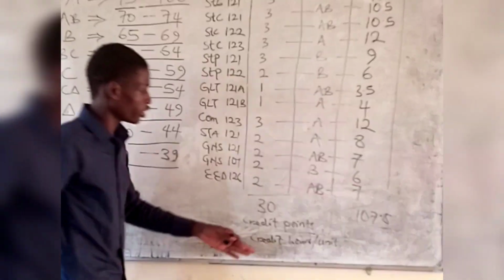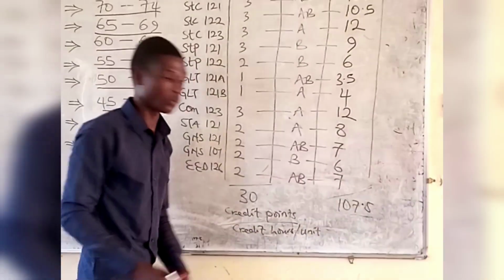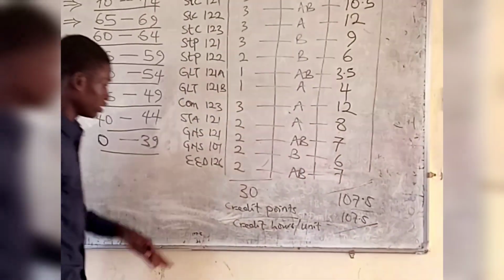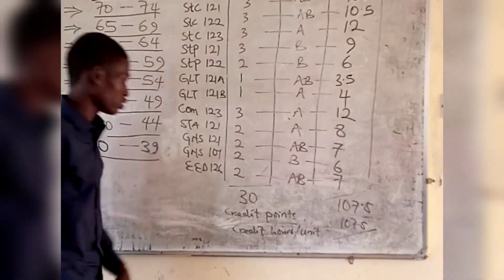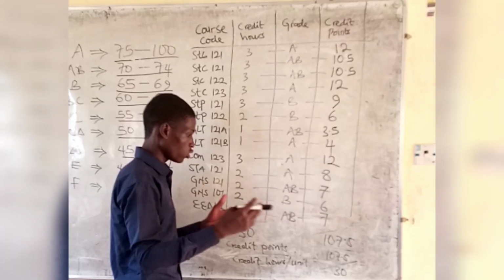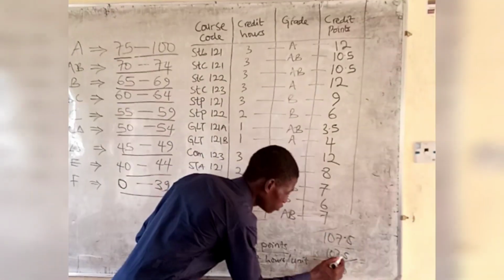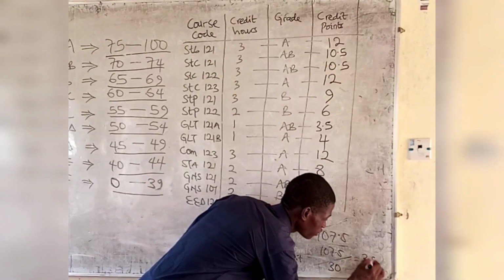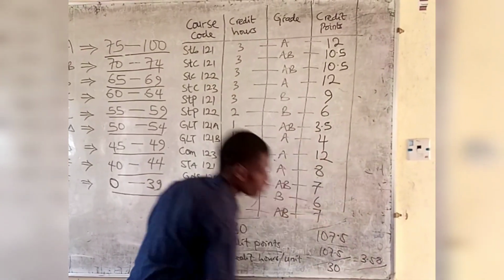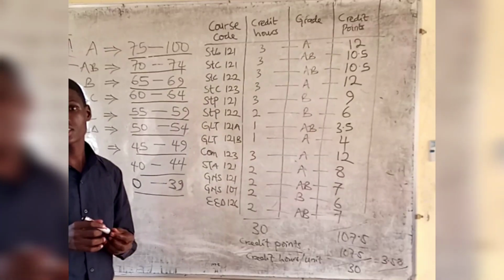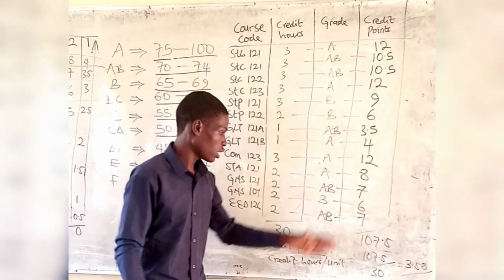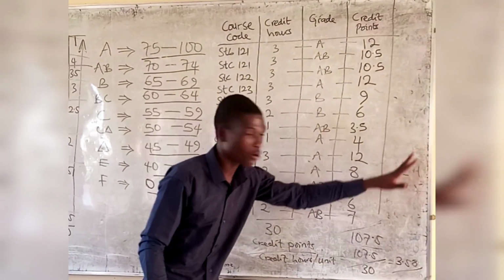So from my calculation here, you see your credit point is 107.5. That's 107.5 divided by your total credit hours, which is 30. So basically that's 107.5 divided by 30, and that's giving us a total of 3.58. And this 3.58 is your semester GPA. That's your semester grade point, for which once you go to the notice board and you see your grade point being placed, this is how it is being calculated.